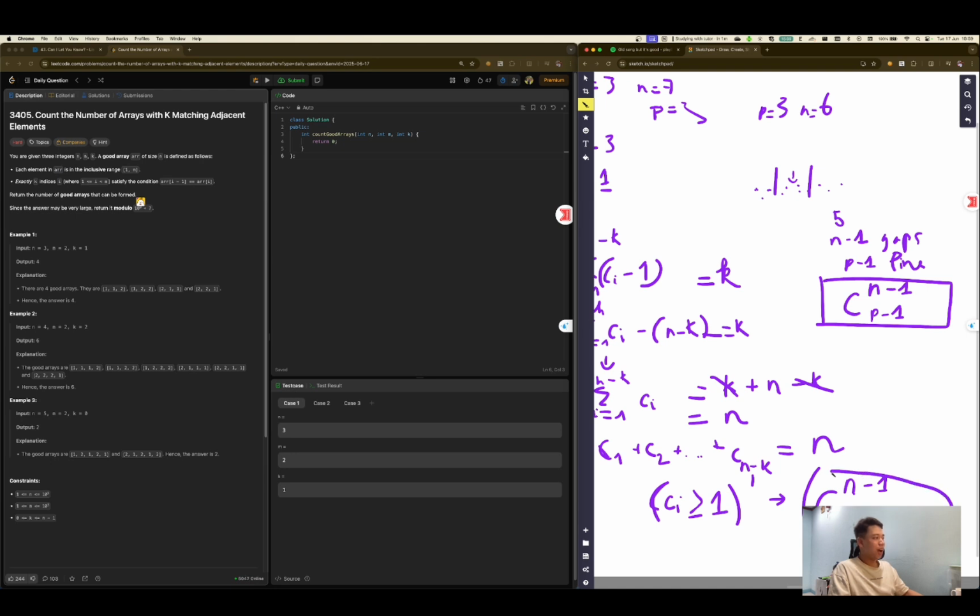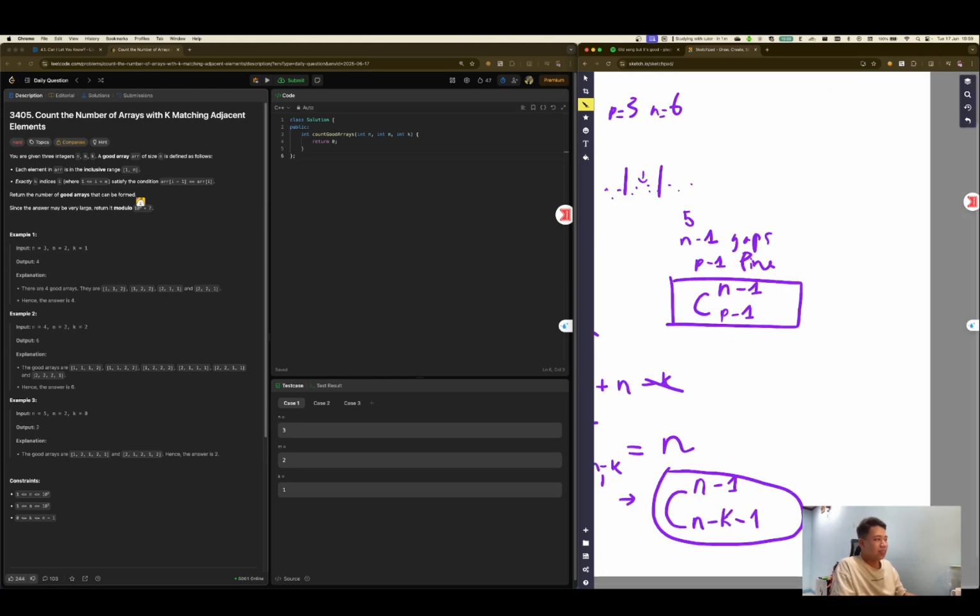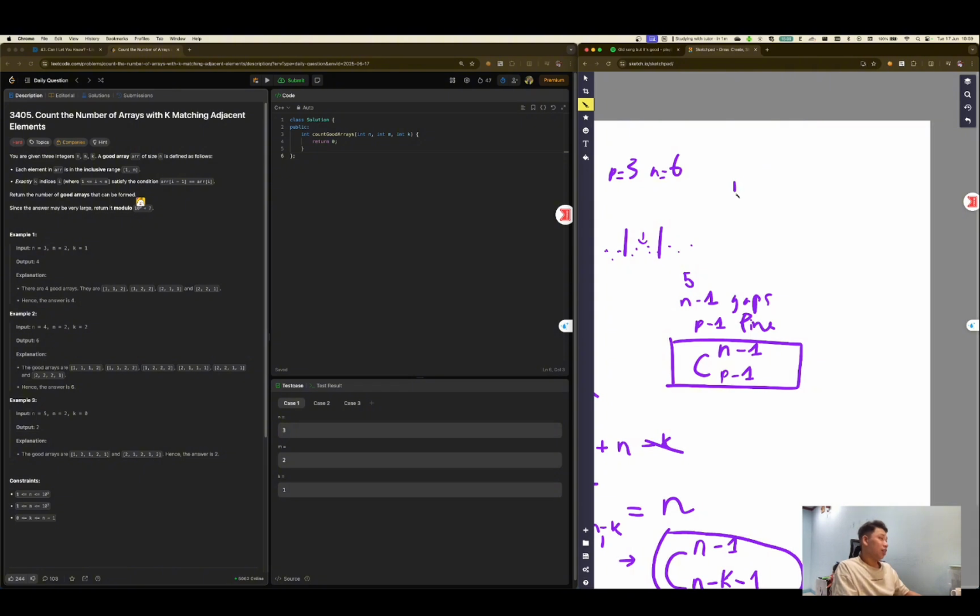Okay, here is the number of ways to divide, but it's just the number of ways to distribute n candies among n minus k children. But actually we got an extra parameter, that's m, the values you can set to each element in the array. So it turns out more simple here. You divide the array into something like this, right? Some continuous subarrays standing next to each other.